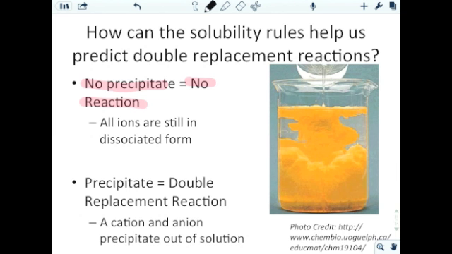Now, if there is a precipitate that forms, that solid that falls out of solution, there has been a double replacement reaction, and that cation and anion precipitate out of solution. We see that solid. So no precipitate, no reaction. If we see a precipitate, it's a double replacement reaction.